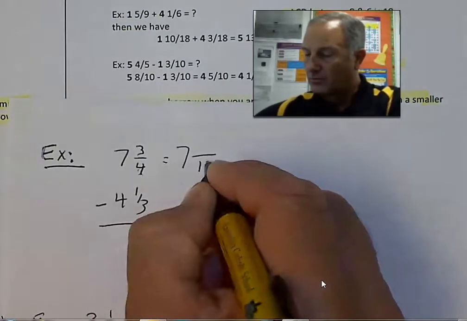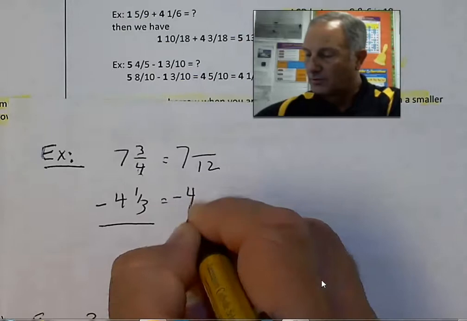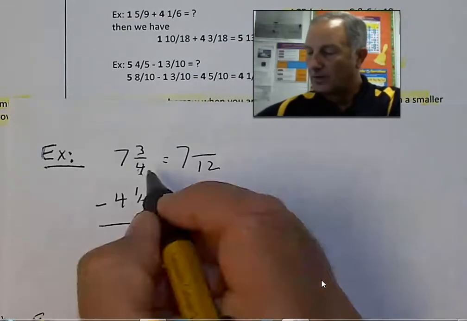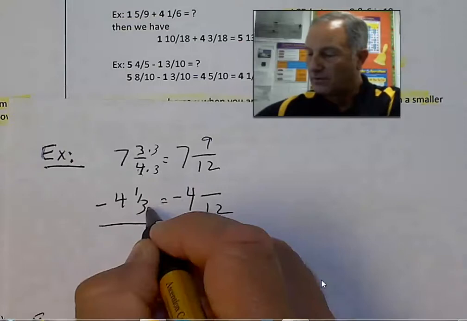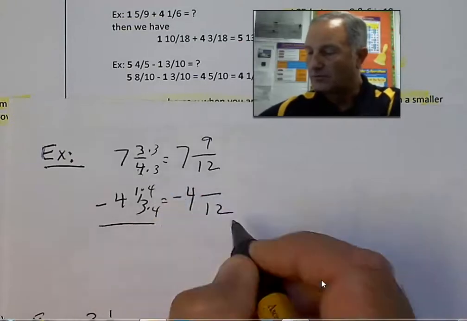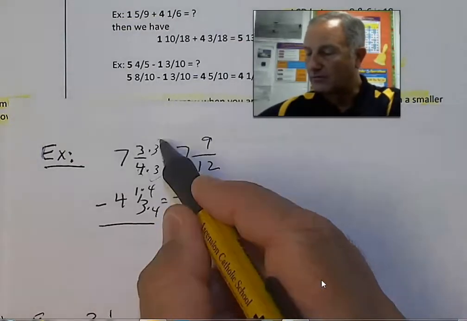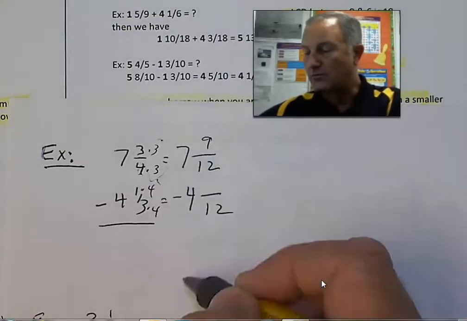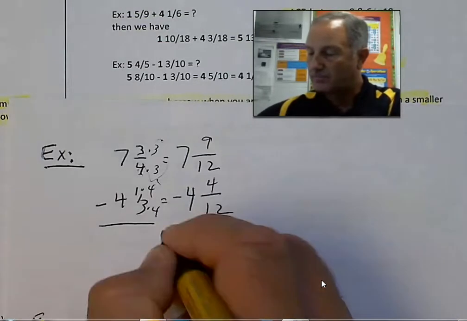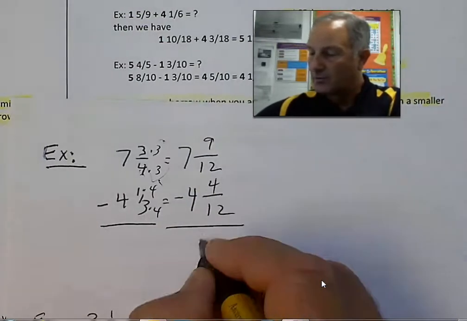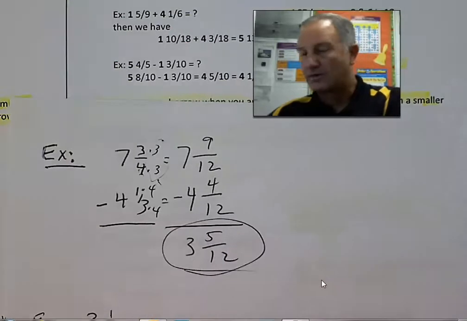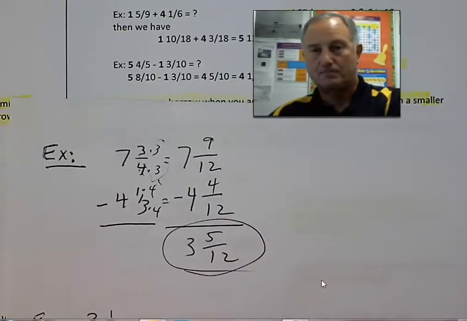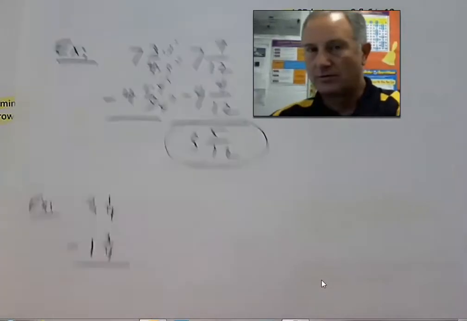Between 3 and 4, it's going to be 12. So 4 times the 3, 3 times the 3, 3 times the 4, 1 times the 4. Remember, I'm multiplying by 3/3, which is 1, and 4/4, which is 1, so I'm not changing anything here. I can take 9 minus 4 and 7 minus 3. That is simplified, that's it. Okay? Another example.